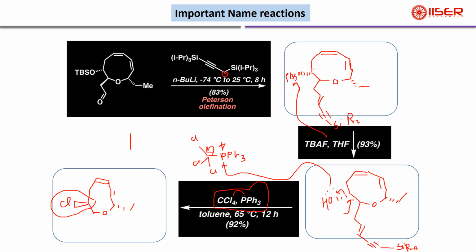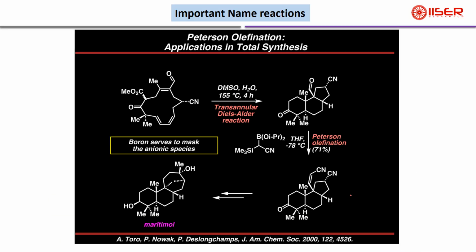So the stereochemistry of this carbon is retained, but in the next step the chlorine is attacking this carbon center. The stereochemistry is reversed. So this is one of the applications of Peterson olefination in total synthesis. I just gave this so that you can get an idea why it is important to know these small reactions to plan any retrosynthesis of natural products. So this is a total synthesis.